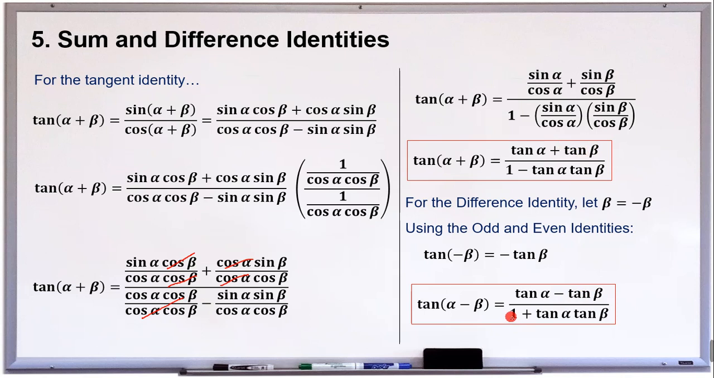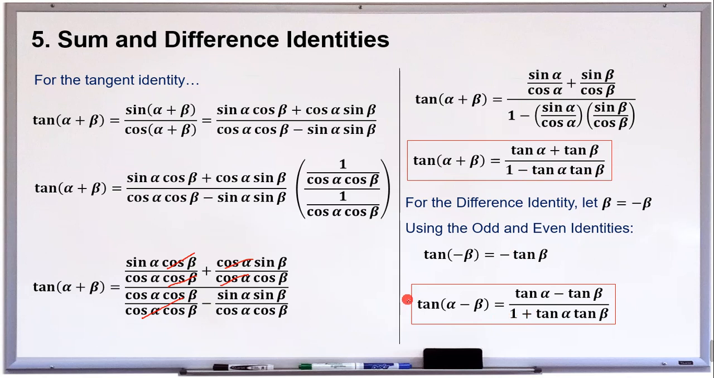And in the denominator, we have 1. So instead of the minus, it becomes plus due to the fact that the tangent of negative beta right here, if we're going to substitute that one, will become negative of tangent beta. So we have a negative multiplied by a negative that will give us a positive in our denominator side.